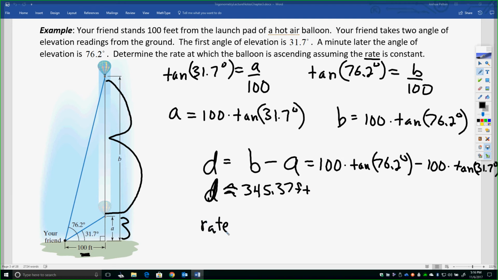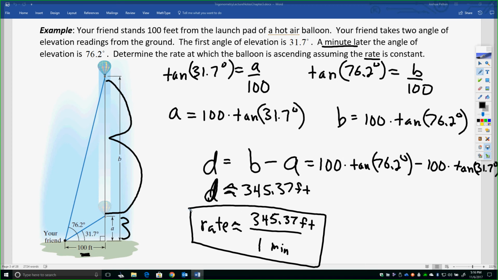So the rate will be a ratio, which is the 345.37 feet. Oops. Since the two readings were done over the course of, was it 1 minute, I believe? That is the rate at which the balloon is moving. It's pretty fast. Okay, pause the video, try the student problem.